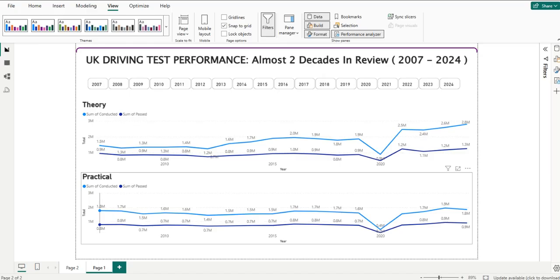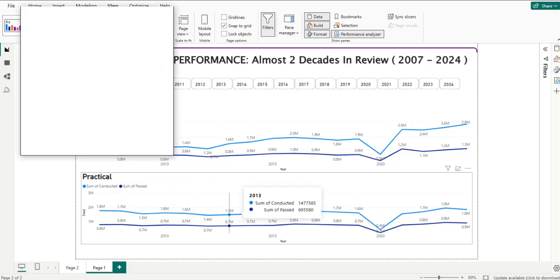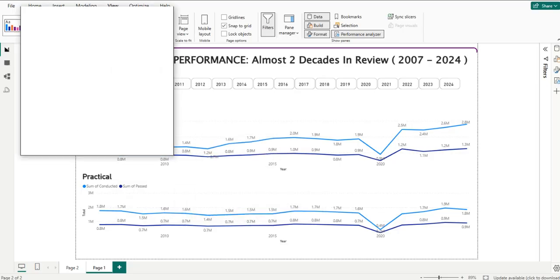Now, if we look at those that are passing, if we apply the same methods here, and we look at the gap here, at the beginning it seemed to be reducing. Now, reducing is a good thing because it means more people are actually passing.